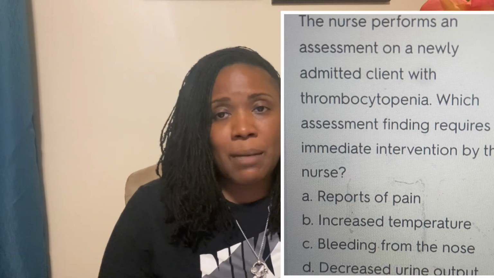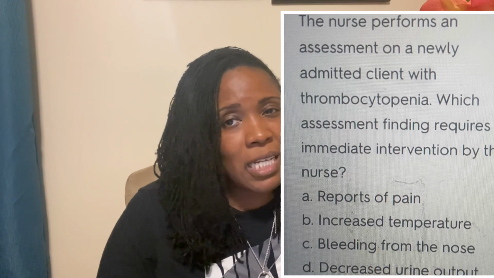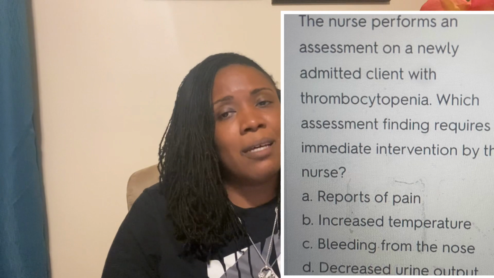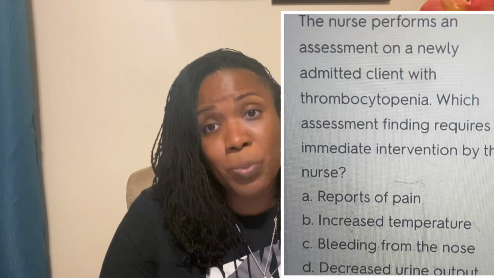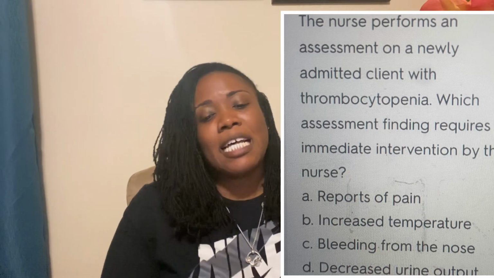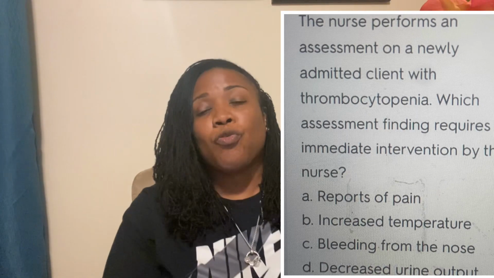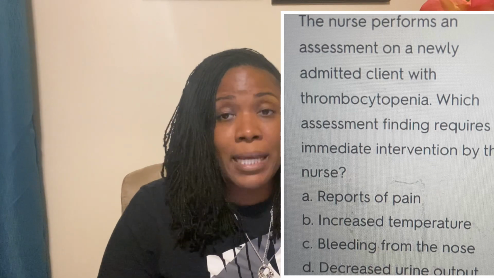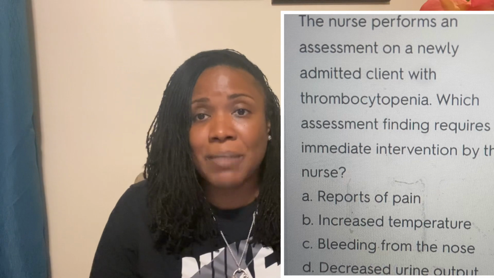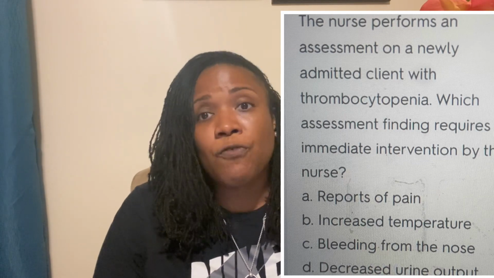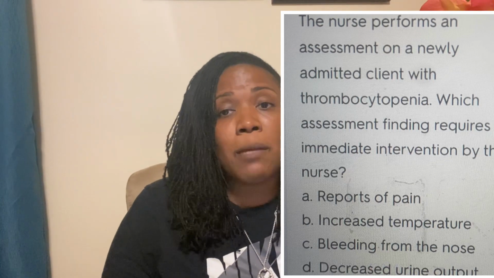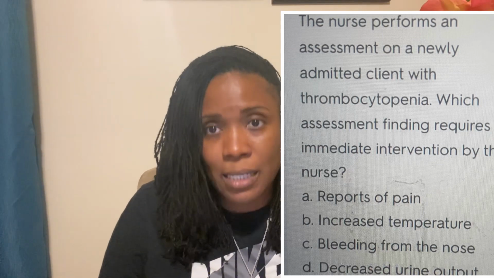B says increased temperature. It says increased temperature, but it doesn't even tell us what the temperature is, right? Temperature and thrombocytopenia don't go hand in hand. It's low platelets, okay? And also it doesn't even tell us what the temperature is. C says bleeding from the nose. Thrombocytopenia is low platelets. If a patient has low platelets, they're going to be at an increased risk of bleeding because we need platelets for clotting. So if someone is bleeding from their nose and they have thrombocytopenia, I need to be acting immediately, right?